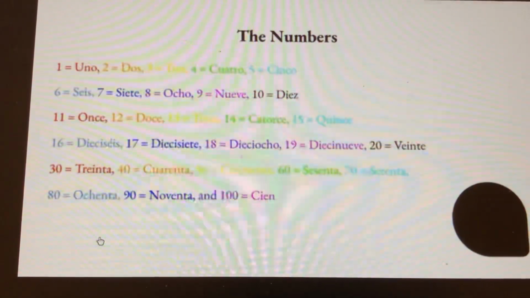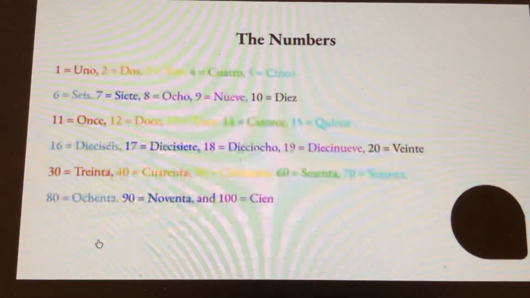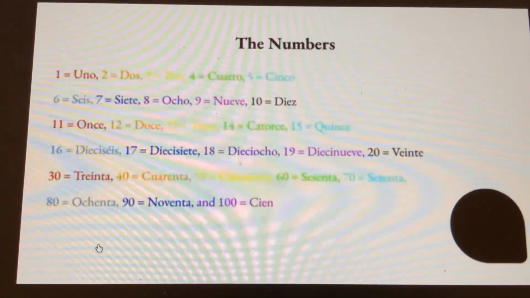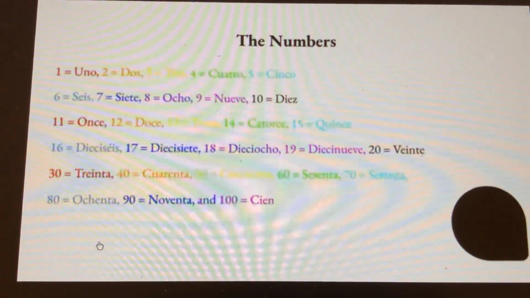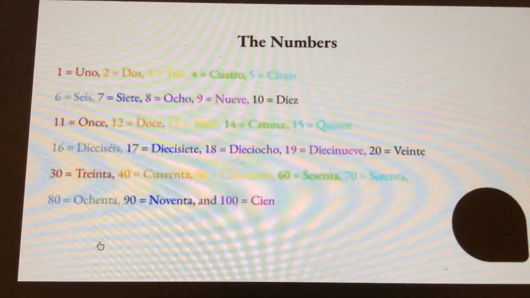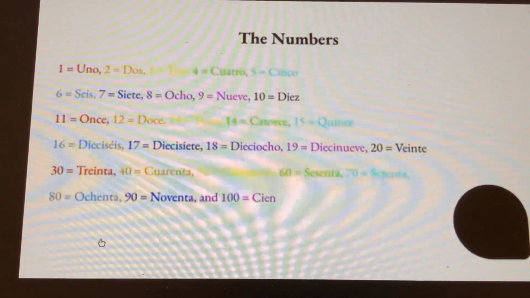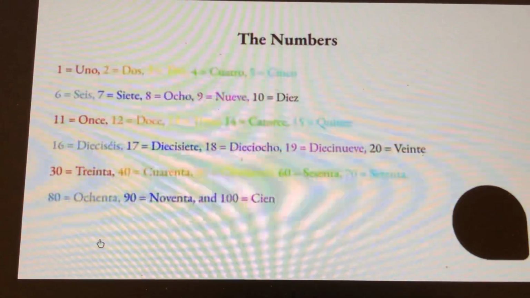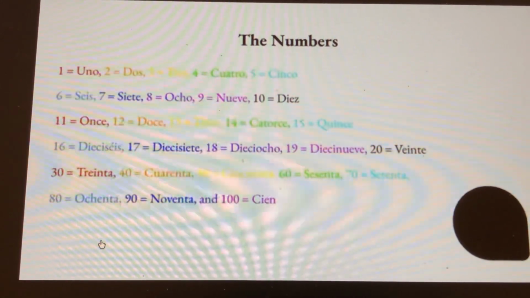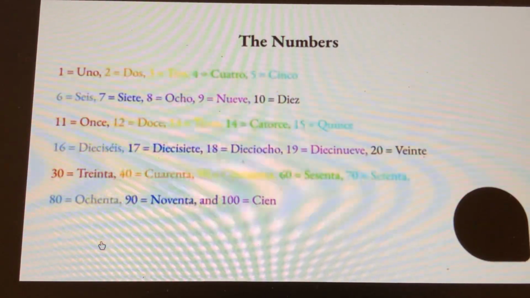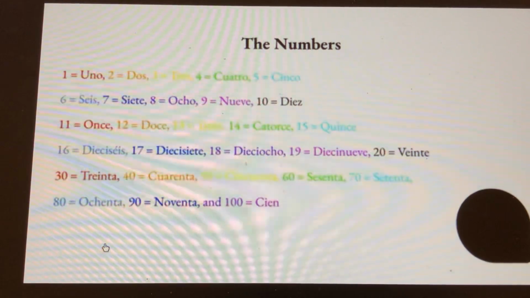So as you notice, with some of the 2-digit numbers that are multiples of 10, whatever number is in the tens place is what the word sounds like. Example, 30 is treinta, think of tres. 40 is cuarenta, which goes back to cuatro, and so on. 50 is cincuenta, 60 is sesenta, 70 is setenta. May not sound like it, but it kind of sounds like siete. 80 is ochenta, 90 is noventa, and finally 100 is cien.